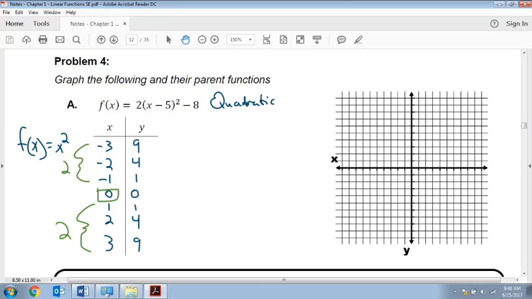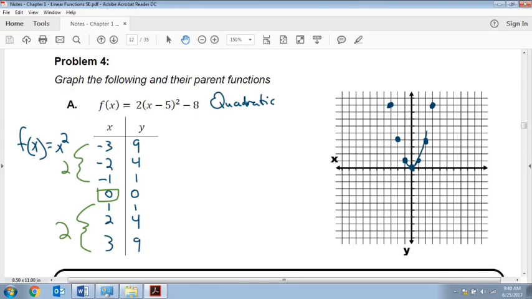Alright, so let's plot those real quick. -3, +9. So I'm going to go up to the 10, count back 1, and that's +9. -2, +4, 1, 2, 3, 4. -1, 1. 0, 0. +1, 1. +2, 4, I'm sorry. And +3, 9. Remember, this is a parabola, so we kind of need to give it that nice little curve towards the bottom, at least as best as we can.